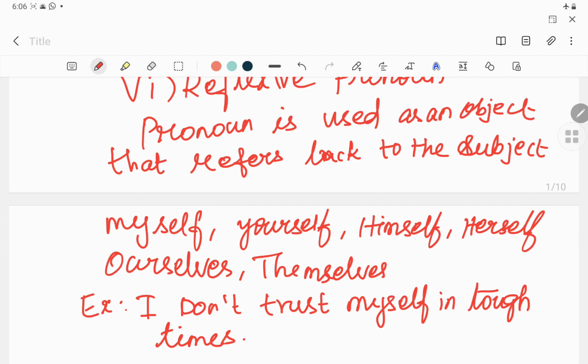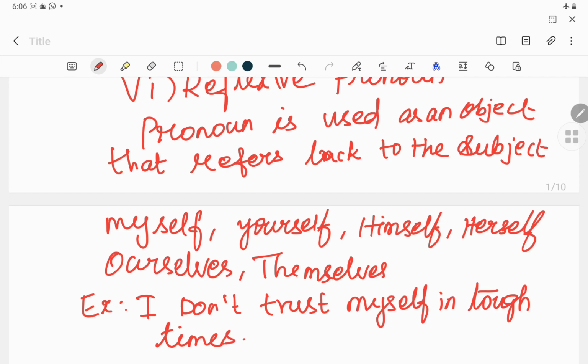If I ask any question like what and whom, and it will give an answer for that question, it will come as an object. So definitely here, which is the object? Myself. So myself is a reflexive pronoun. A pronoun used as an object that refers back to the subject: this myself refers to the subject only. Here the subject is the same, and the object is the same.